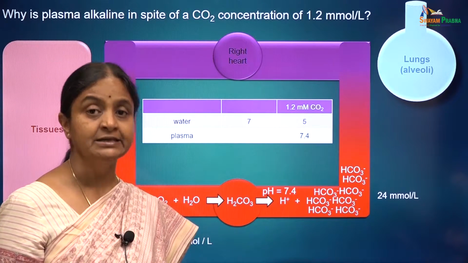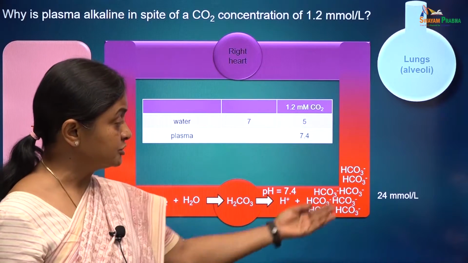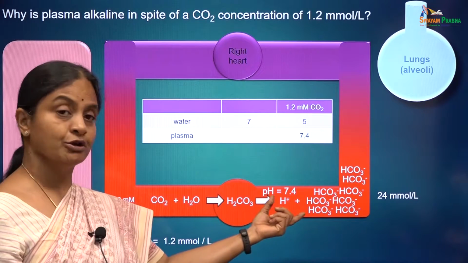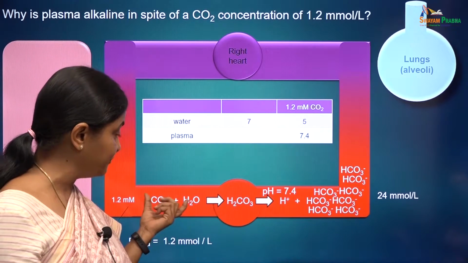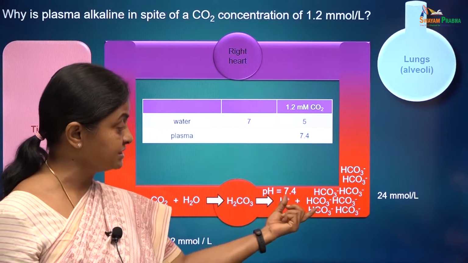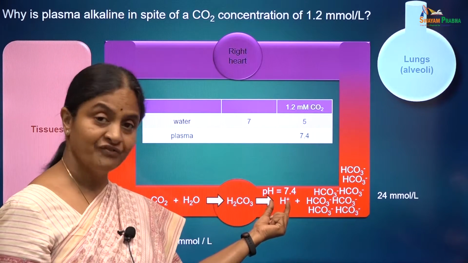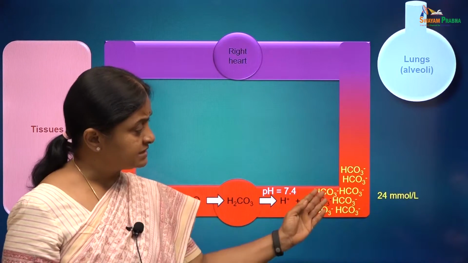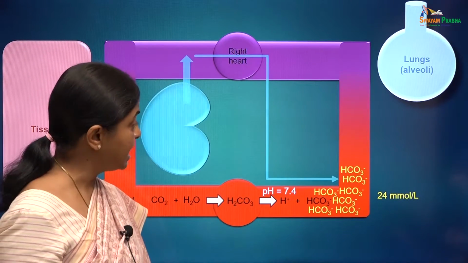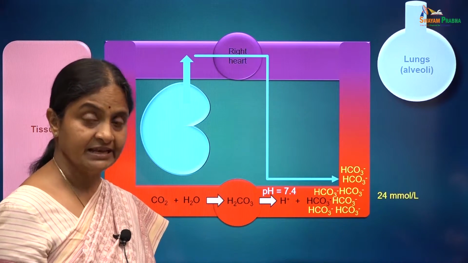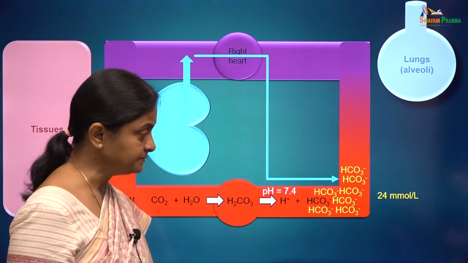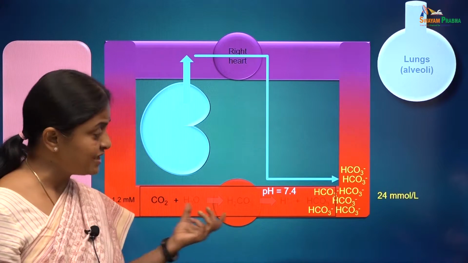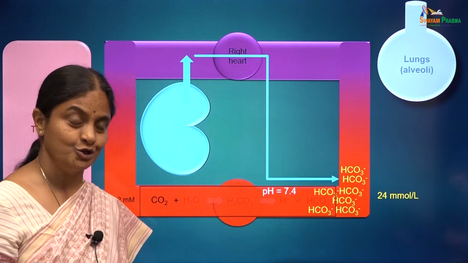24 millimoles per liter bicarbonate ions. Because one of the products of this reaction is in excess, that reaction cannot proceed rightwards, and that is what prevents ionization of carbonic acid to form more free hydrogen ions. This excess of bicarbonate in plasma actually comes from kidneys. We will see that later. And it is that excess which prevents carbon dioxide from forming new protons.